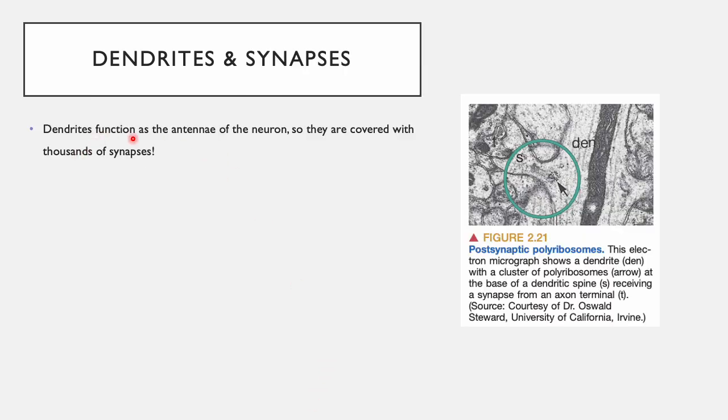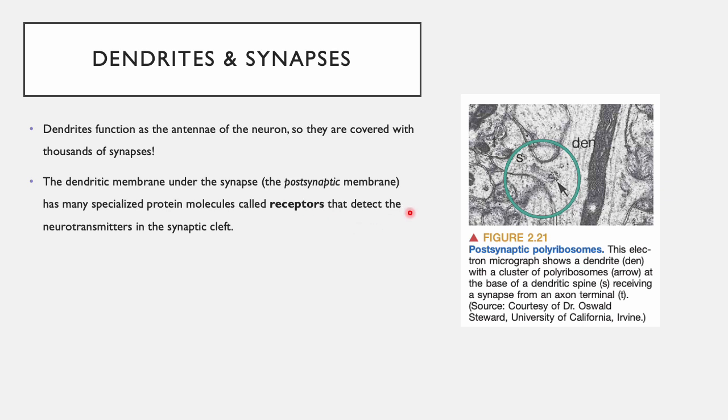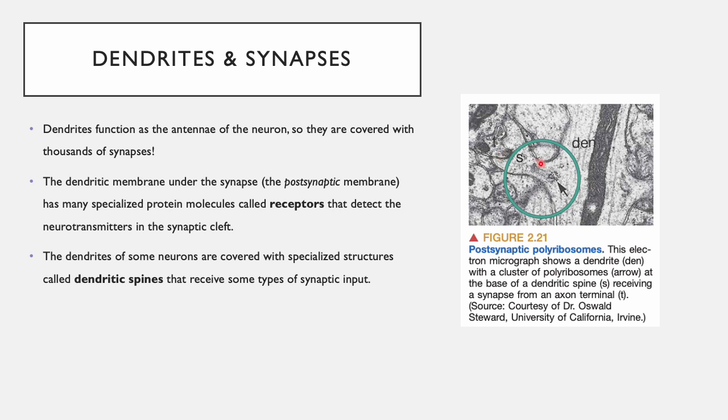So dendrites are essentially like the antenna of the neuron. They're covered with thousands of synapses. And interestingly, they talk about this in your textbook, that there are actually polyribosomes that have been found inside of the dendritic spines. If you remember, polyribosomes are ribosomes that cluster together, and this can be a site of protein synthesis. So this is really interesting because we originally only thought that protein synthesis largely occurred in the soma or cell body, but it can also occur in the dendritic spines.